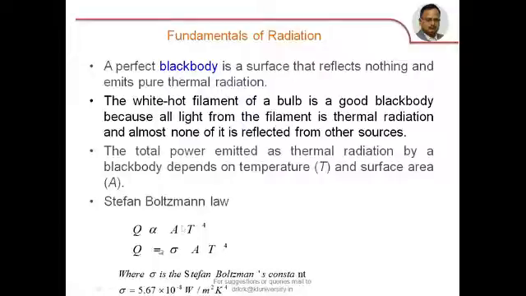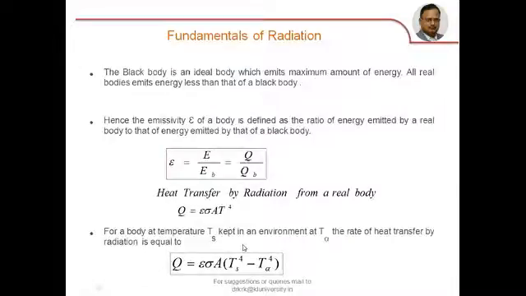And it is given by the Stefan-Boltzmann law. Q is equal to sigma A T to the power 4. The black body is an ideal body which emits the maximum amount of energy, and all real bodies emit energy less than that of a black body, because a black body is a perfect absorber as well as a perfect emitter. So with reference to the emitting capacity of a black body, we compare the emitting capacity of other real bodies.